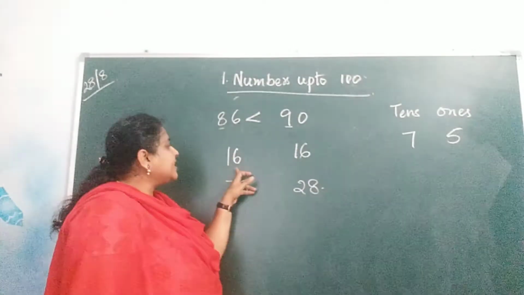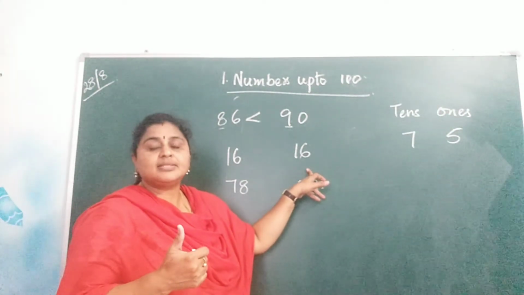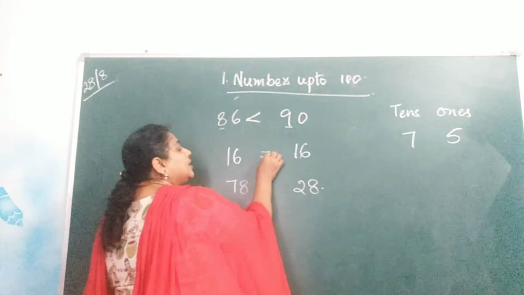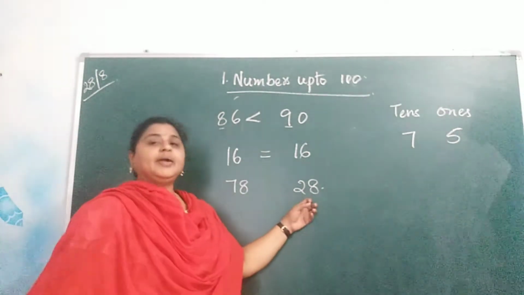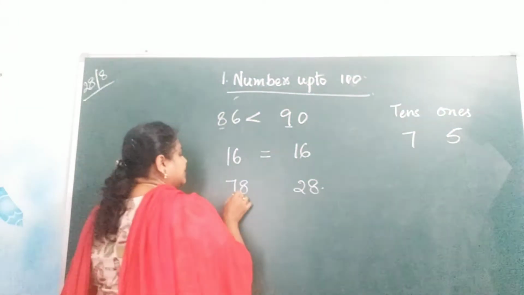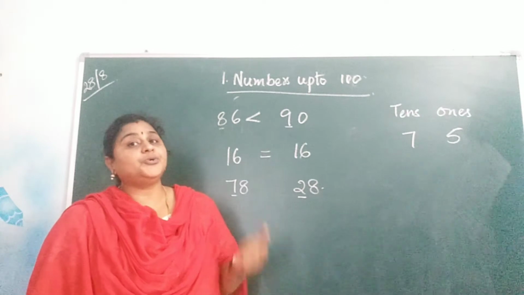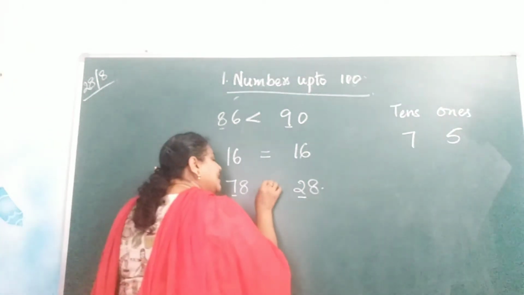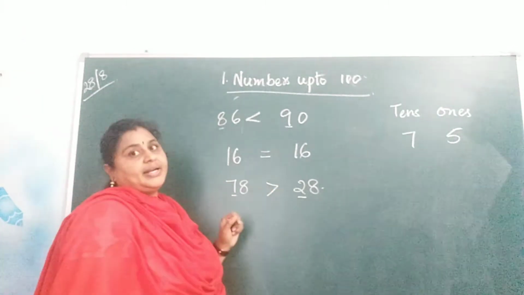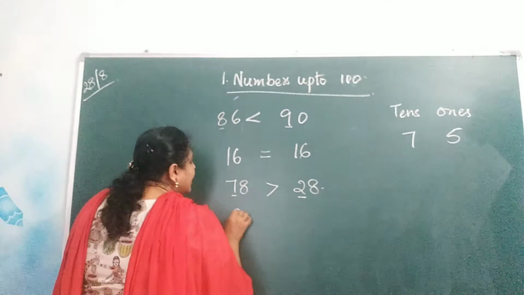Now coming here, 16, 16. Both are same. So what is the symbol you are going to write? Equal to. Okay. Next, 78, 28. Now let us underline the first digit. 7, 2. Now is 7 greater than 2 or less than 2? Greater than 2. Therefore 78 is greater than 28. Okay, let us observe the next example also children.